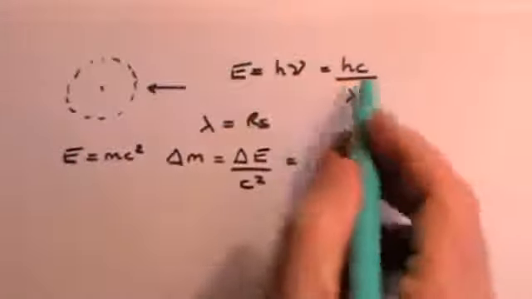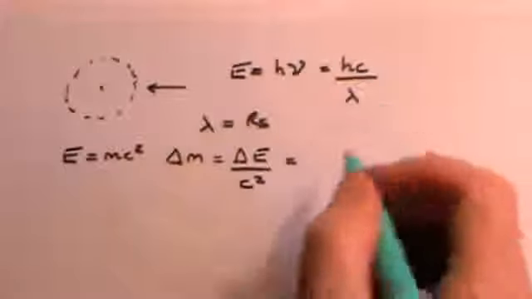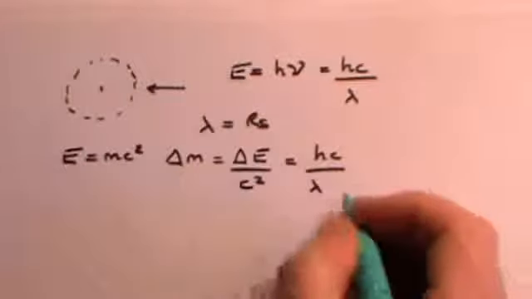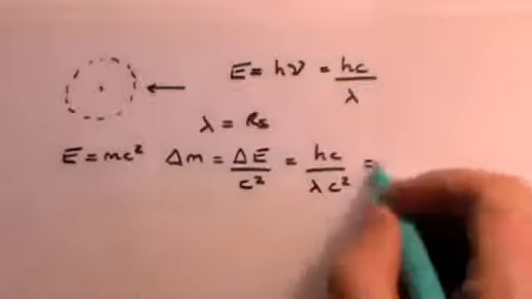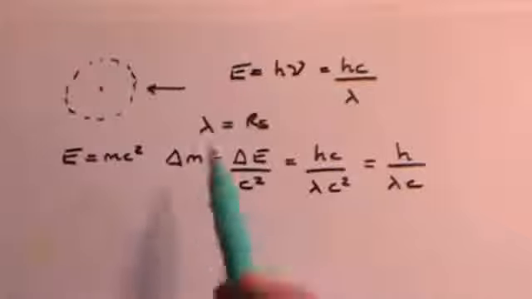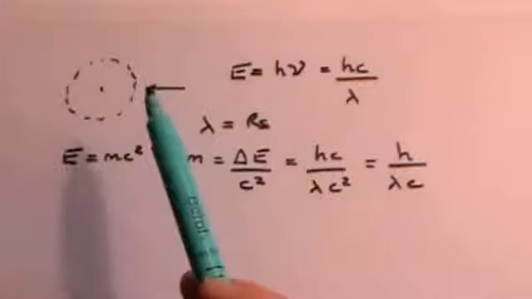But delta E, well, we can say for one photon, delta E is hc over lambda. So that's hc over lambda, that's delta E, divided by c squared. And the c cancels, so that now becomes h over lambda c. So that is the change in mass as a consequence of one photon falling into the black hole.